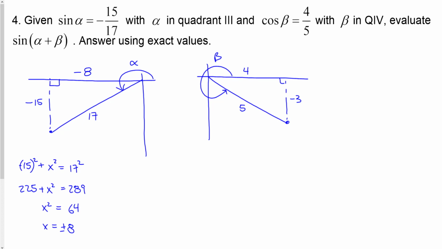Okay, so I need to solve for sine of alpha plus beta. To do that, I'm going to need to use a sum identity. The sum of the sine of two angles is going to be the sine of the first times the cosine of the second plus the cosine of the first times the sine of the second.